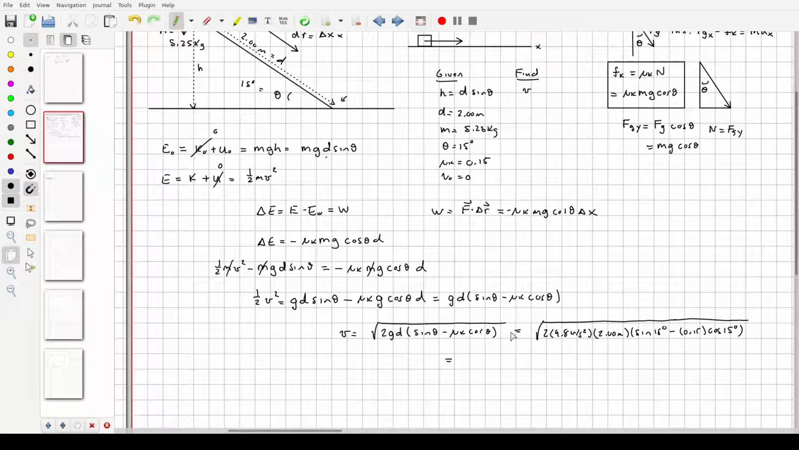And I get 2 times 9.8 times 2 times sine of 15 minus 0.15 times cosine of 15. Let's see here. 2.11 meters per second. Looking at sig figs, I have 3 here, 3 here, 2 here, 2 here. So this is going to be something like 2.1 meters per second. This is what you would get if you use the energy approach to solve the problem.